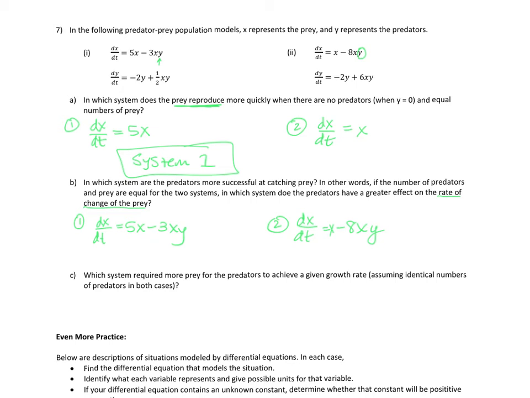So the predators are Y. So I just want to look at the XY interaction term. Which one has a larger effect on the rate of change? And that would be in system 2 because the magnitude of the coefficient is larger. So assuming X and Y are the same values in both systems, then that -8 is going to mean that the interaction term has a larger effect on the rate of change of the prey. So system 2 is the answer here.